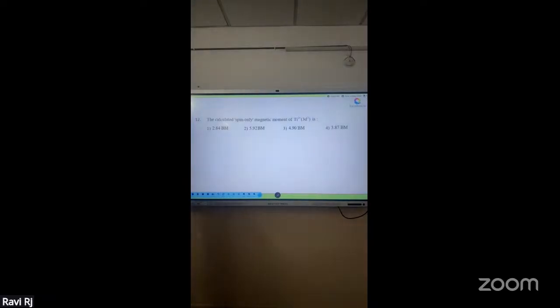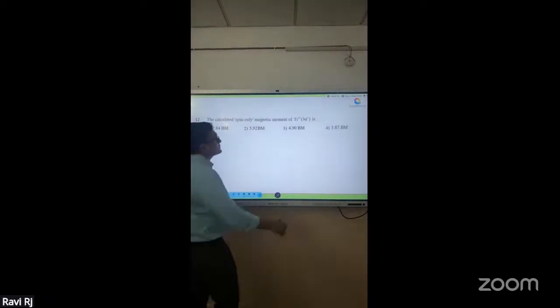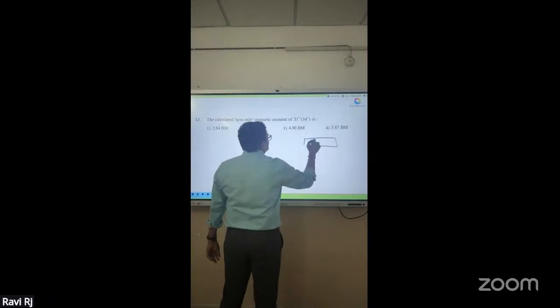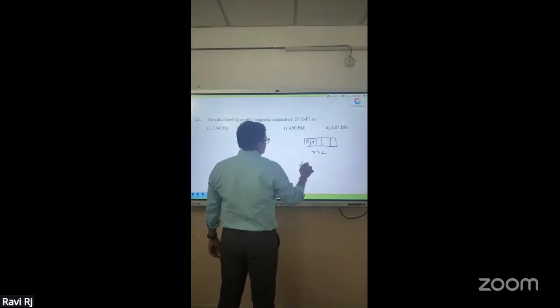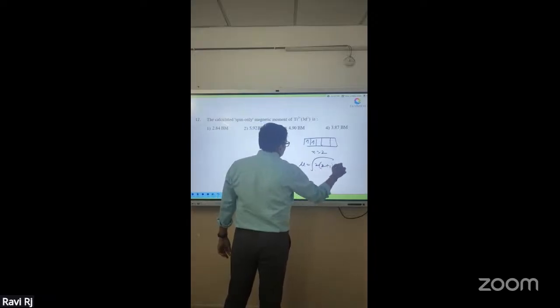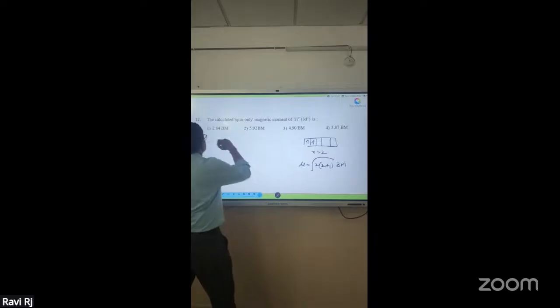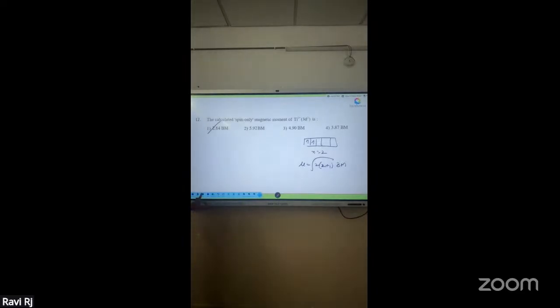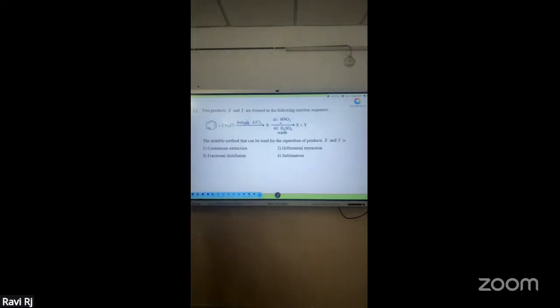Now, moving on to the next question. The spin only magnetic moment, you can see 3d2. It has 2 unpaired electrons. So, n is equal to 2. So, mu value would be under root of n into n plus 2 Bohr magneton. So, the value would be certainly 2.84. All right. So, easy question.